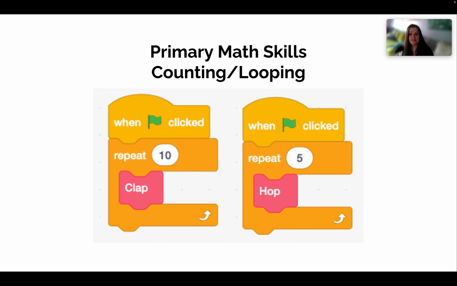Another example is using movement. Lots of times in kindergarten classrooms, we want to get those kids moving and going. And so you can have them do repeats by doing something physical like clapping or hopping or jumping or skipping. Whatever your standards are and whatever skills you're working on and however you want to get your kids moving, you can create a block in Scratch that incorporates the math concept and computer science language.